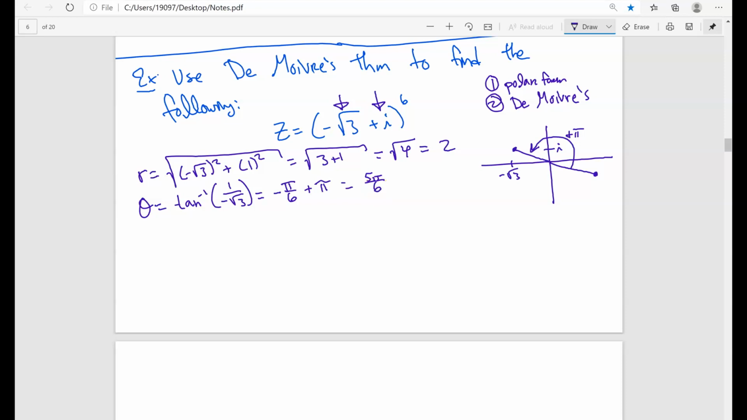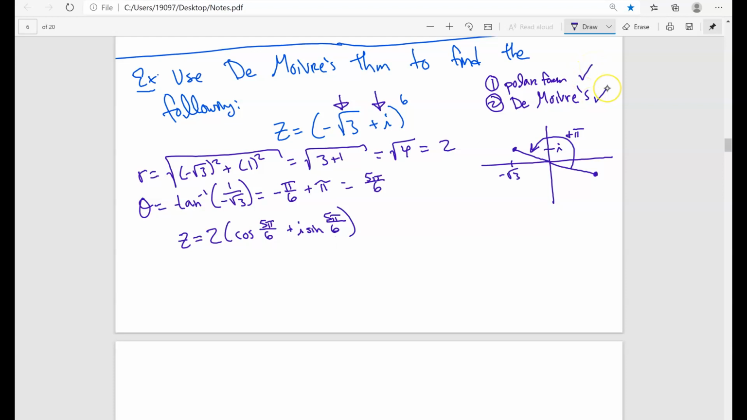Let's go ahead and put it in polar form. So we know that z is equal to r, so r in this case is equal to 2 times the cosine of 5 pi over 6 plus i sine of 5 pi over 6. Okay, so that's going to be that guy. All right, so we found it in polar form, so that was the first step.